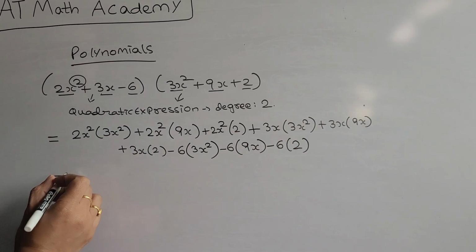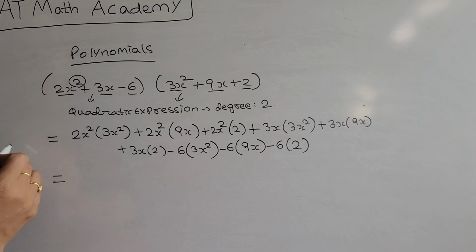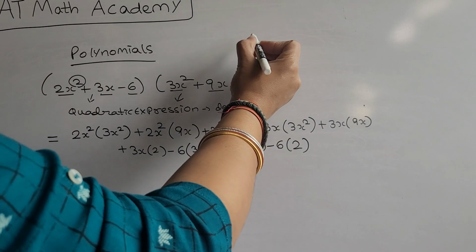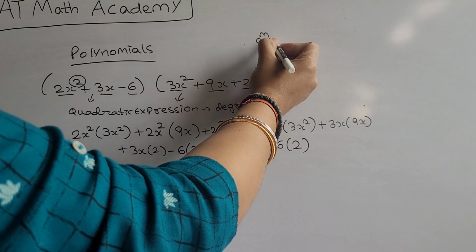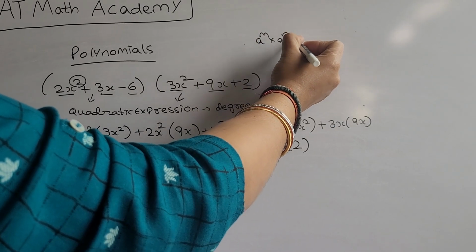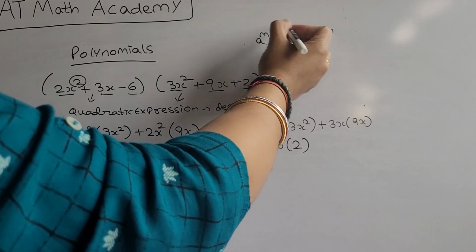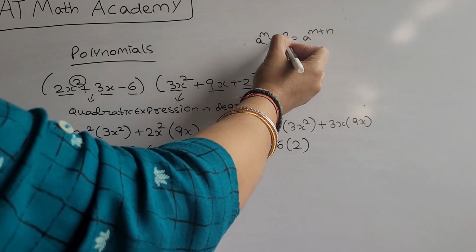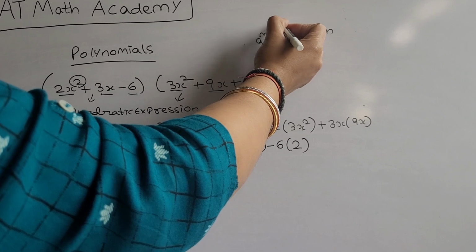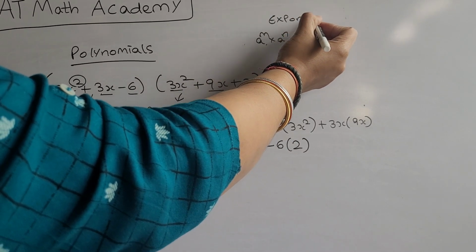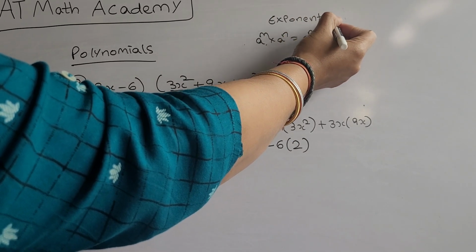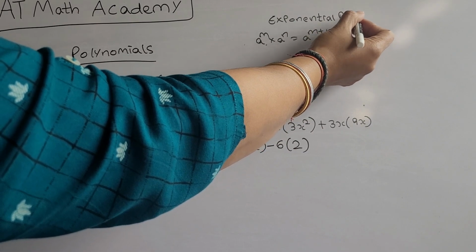So now I'm going to apply the rules of exponents, which is when the bases are the same, a^m times a^n is a^(m+n). Whenever the bases are the same and we multiply with different exponents, we need to add the exponents. So this is an exponent rule which I am applying.